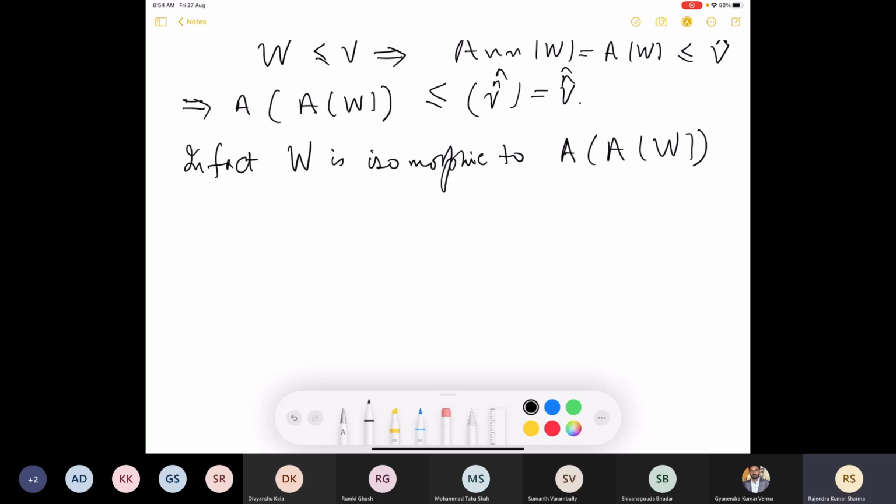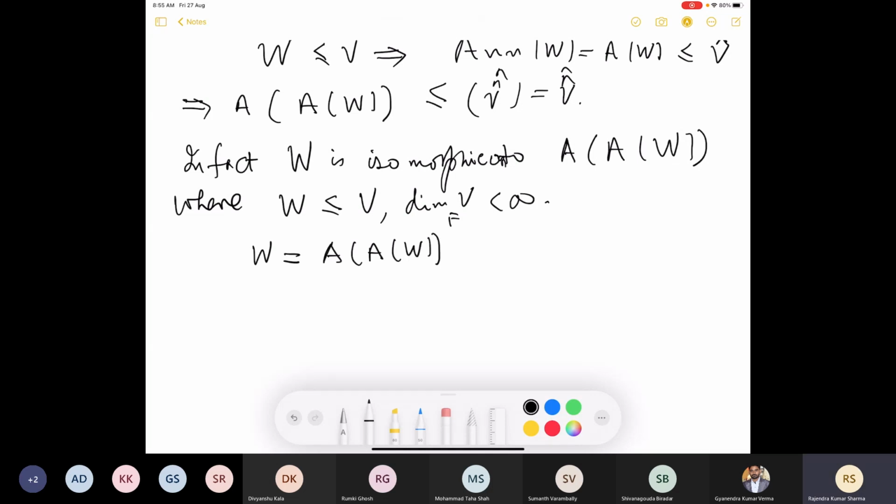Now this I leave for you. Of course, everything is for finite dimension, where W is a subspace of V and the dimension of V over F is finite. So this I leave for you, that this is isomorphic onto this. And because they then have the same dimension, we simply write, instead of the isomorphism, AAW. So this is what it is.